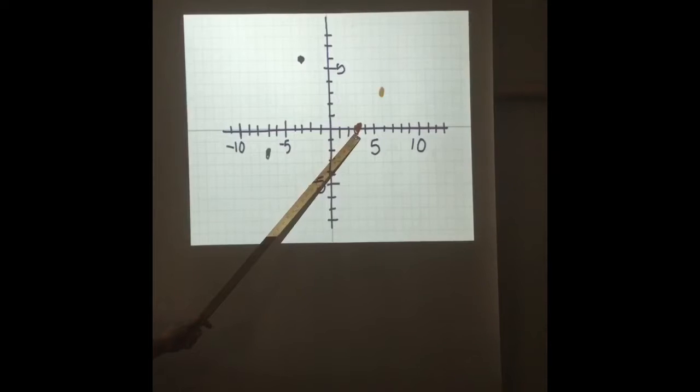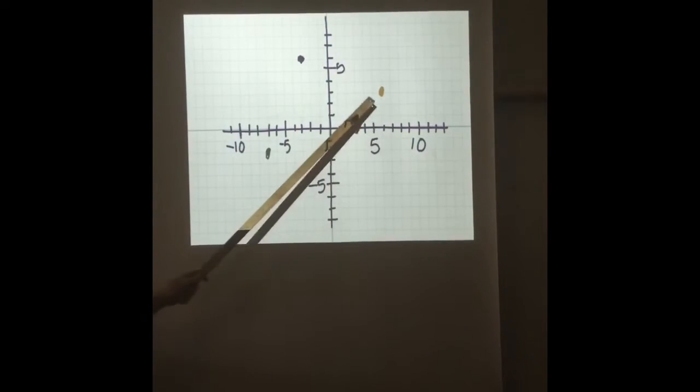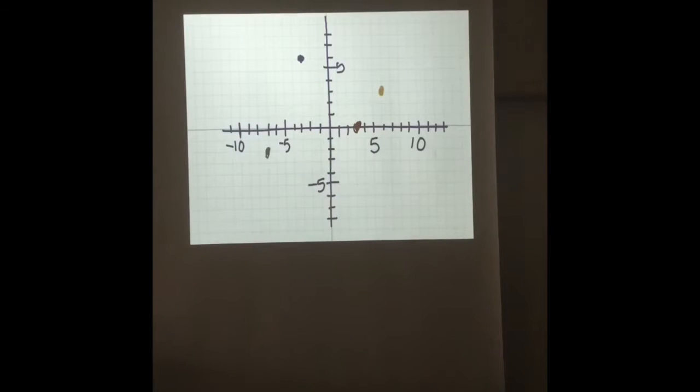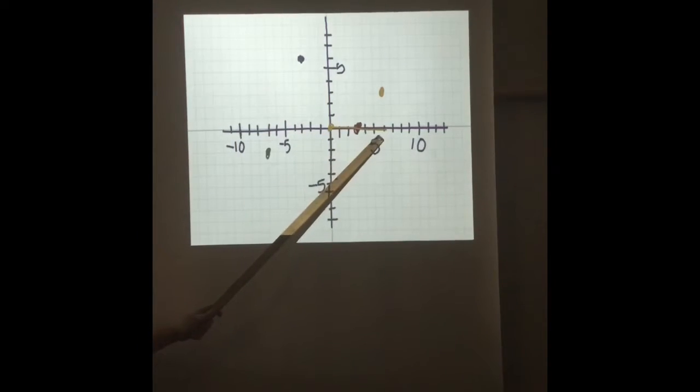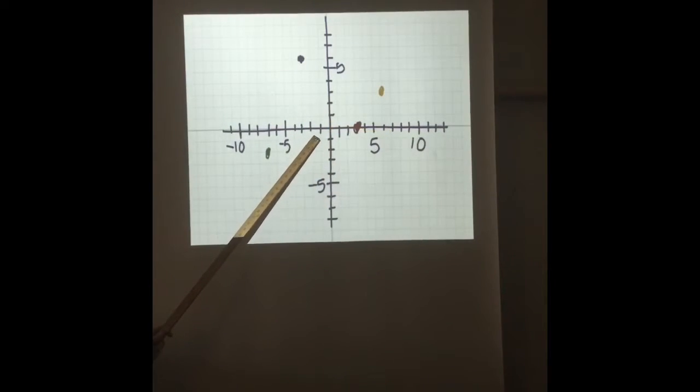Let's see if we can figure out where they are. Okay, so let's start with our yellow dot, shall we? Which way do we count first? Well, I hope you're saying we're going this way. We start with the 0, 0 line, and we're going that way, right? So we're going to count that direction. All right, let's do that.